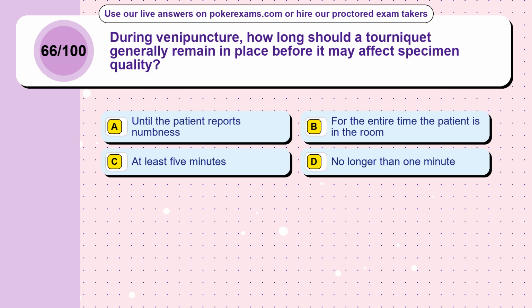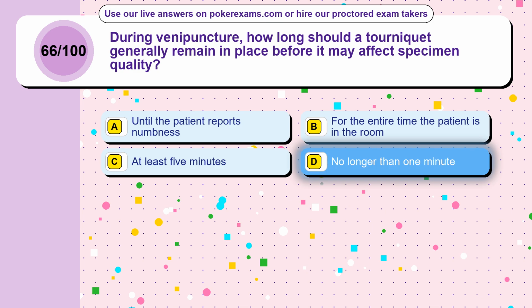Question 66. During venipuncture, how long should a tourniquet generally remain in place before it may affect specimen quality? Option A, until the patient reports numbness. Option B, for the entire time the patient is in the room. Option C, at least 5 minutes. Option D, no longer than 1 minute.